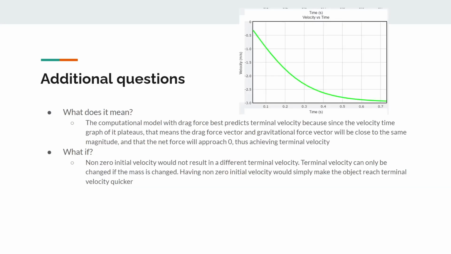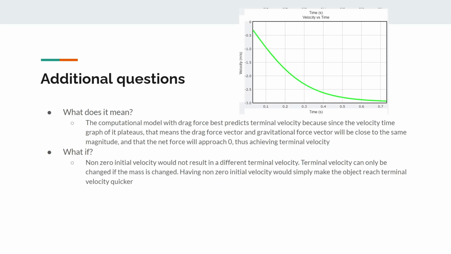What does it mean? The computational model with drag force best predicts the terminal velocity, because the velocity-time graph plateaus. That means the drag force vector and gravitational force vector will be close to the same magnitude, and then the net force will approach 0.